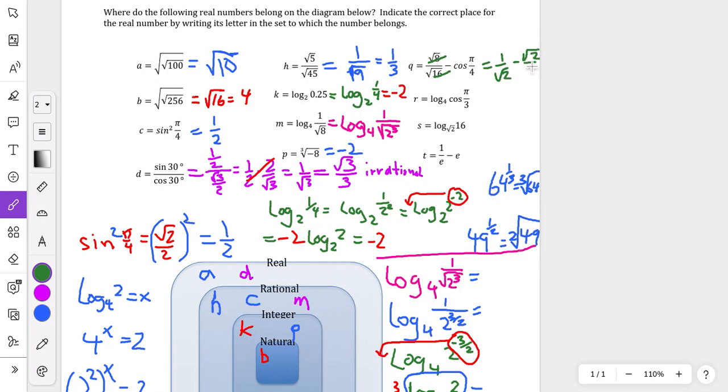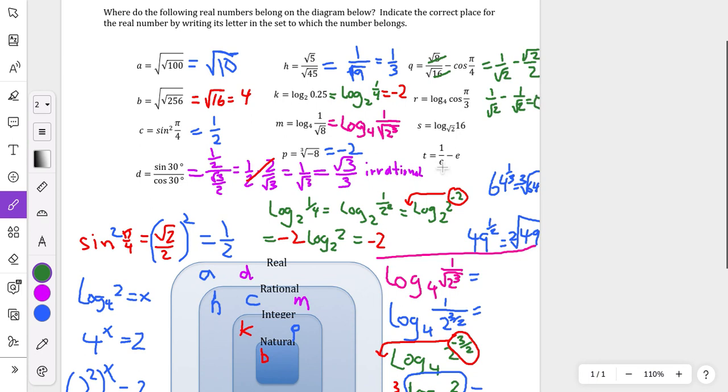So I don't know if you know this, but root 2 over 2 is really just 1 over root 2, because if you divide numerator and denominator by root 2, you get 1 over root 2. So this is really 1 over root 2 minus 1 over root 2. Well, what is that? It's 0. Thank you. It is 0.